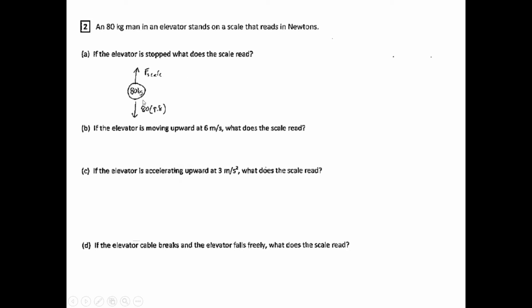I've just drawn the man as a kind of circle, labeled it with the man's mass because that'll help me remember what it represents. And the man has two forces acting on him as he stands there at rest. There's the weight force, mg, 80 times 9.8, going downward. And then there's a scale force going upwards. He's pushing down on the scale. The scale is therefore pushing up on him. So I wrote that as an unknown F scale. That's the force of the scale on the man.